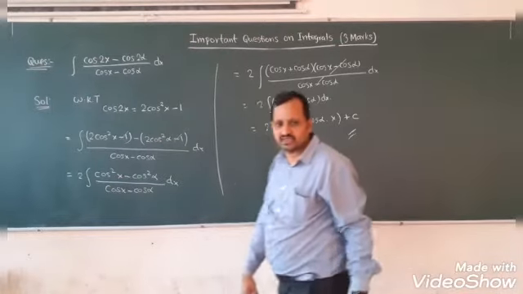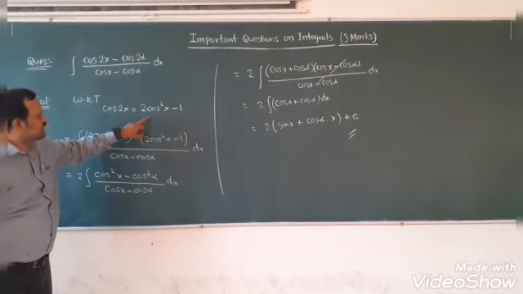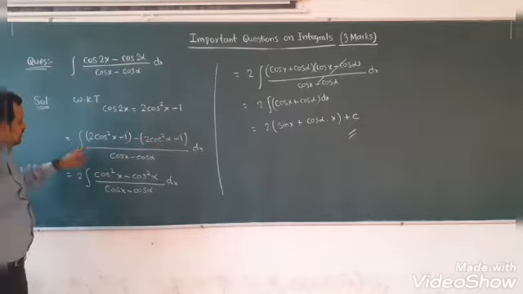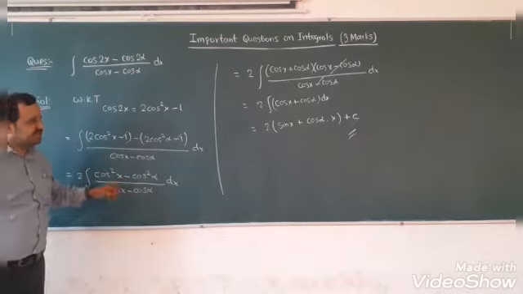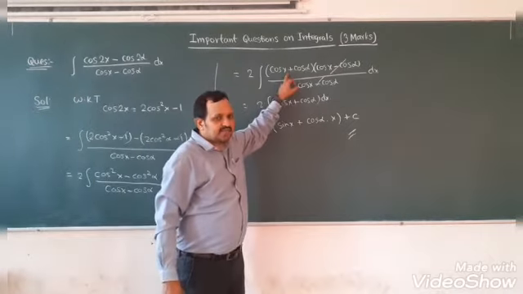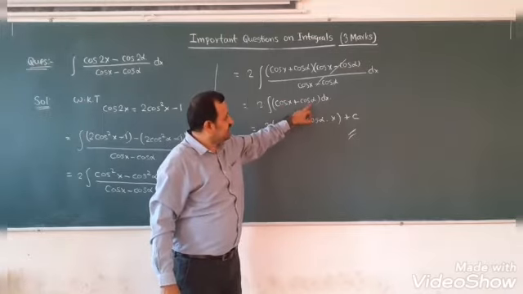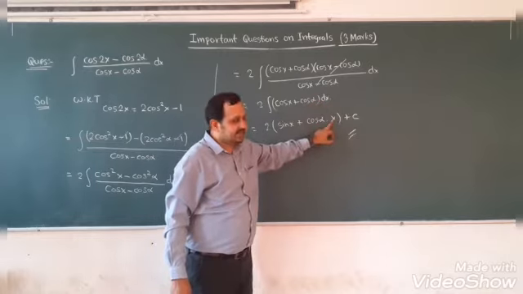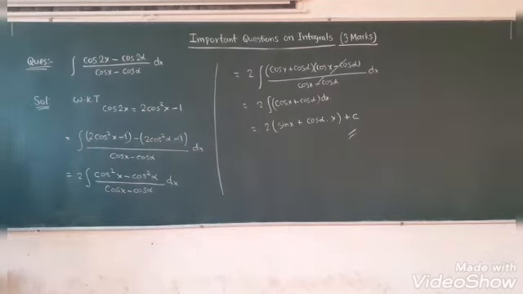I hope the solution is clear. So what we have done: cos 2x we can write as 2 cos square x minus 1. Same way cos 2 alpha we can write as 2 cos square alpha minus 1. Minus 1 cancels. Now 2 will come outside: cos square x minus cos square alpha. A square minus b square we can write as (a plus b) into (a minus b). So the integral of cos x is sin x. Cos alpha is constant, so it will come outside, and the integral of dx is nothing but x. So this is the required answer. Let us see the next question.